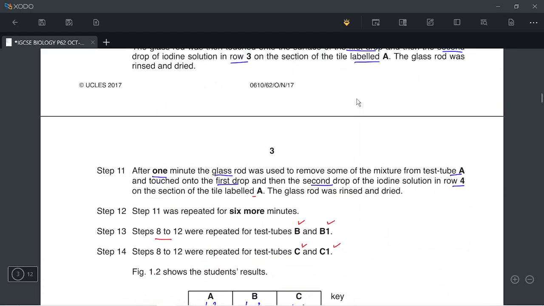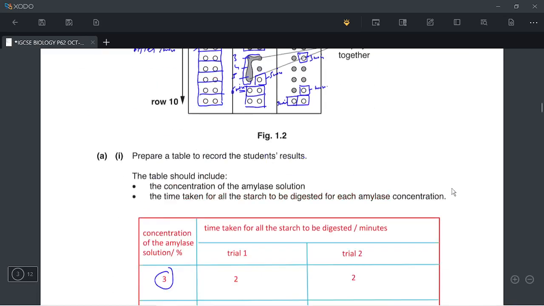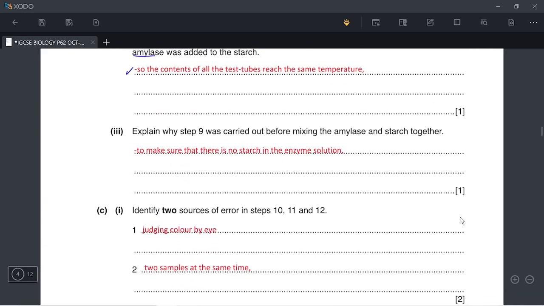You can see step 9, students. This is step 9. Step 8 was repeated using the amylase solutions in test tube A1 and the drops of iodine solution in row 2 on the sections of the tile labeled A. It was done to make sure that there is no starch in the enzyme solutions. So the color of iodine solution will not change.